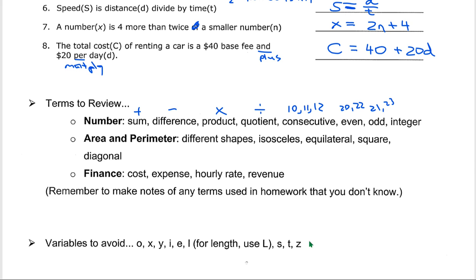Finance, cost is how much something costs. Expense is how much you have to pay. Hourly rate, you know. Revenue is how much you earn. Okay, so these are in dollars.